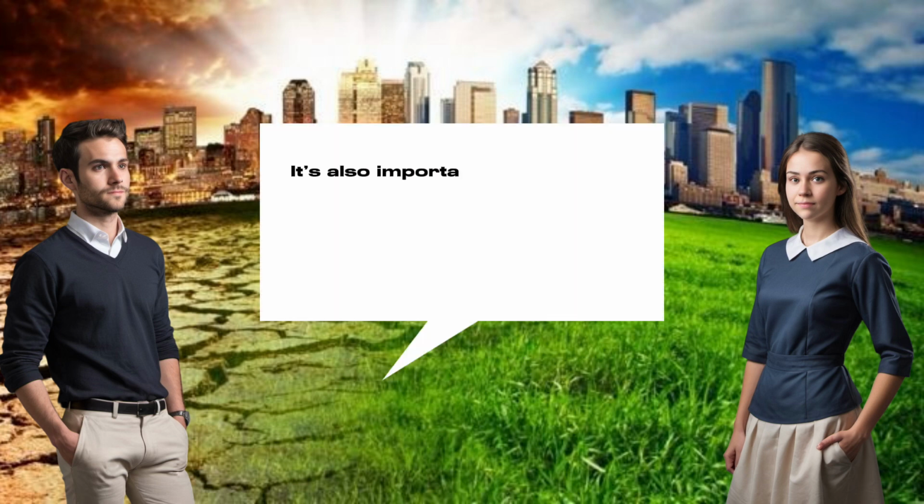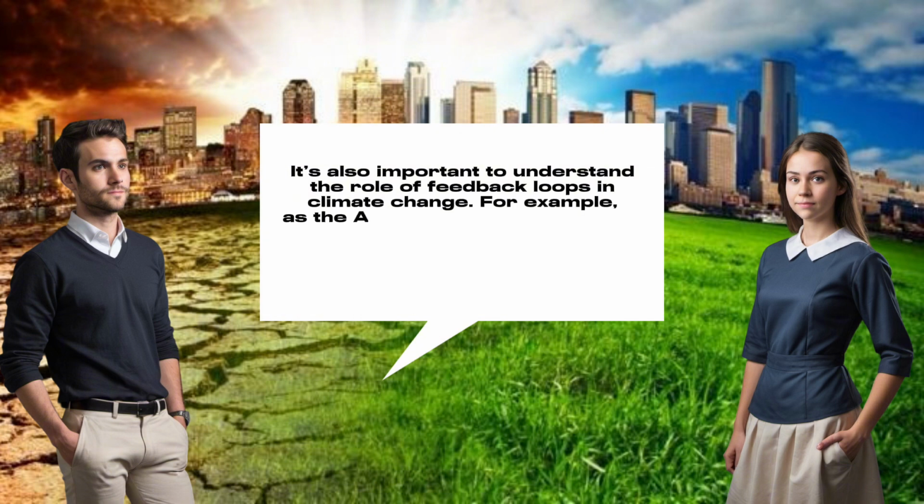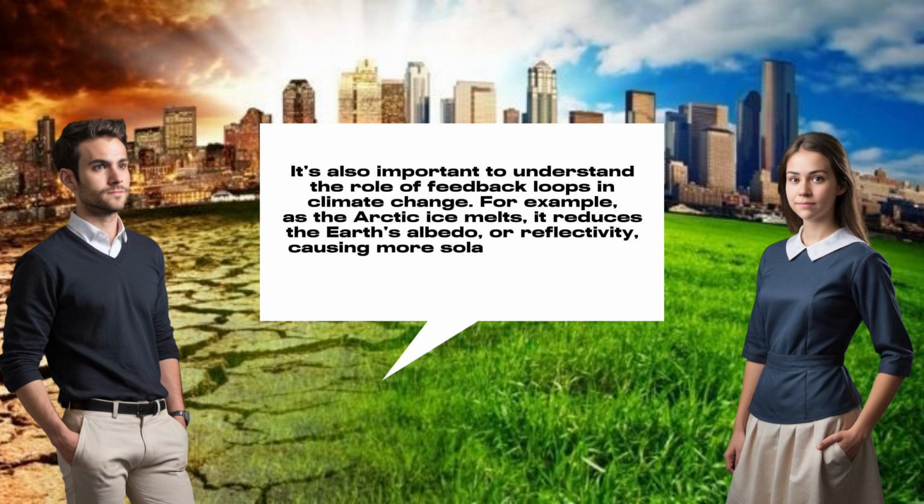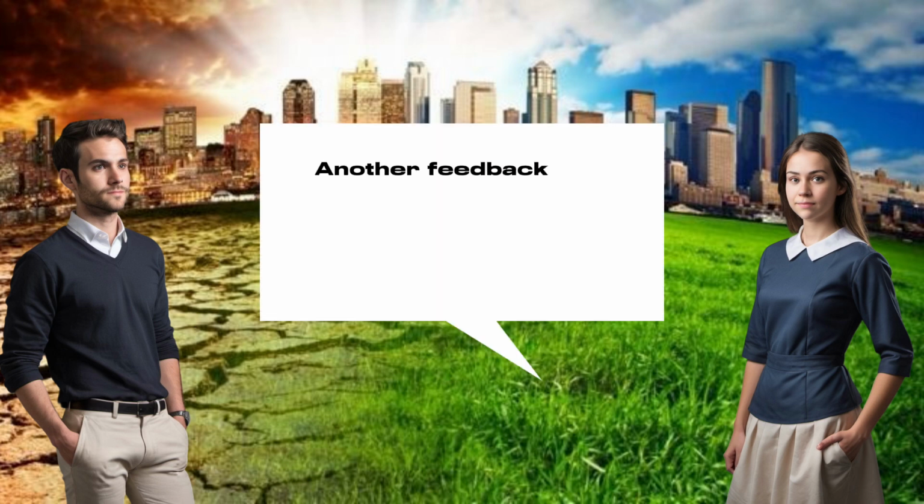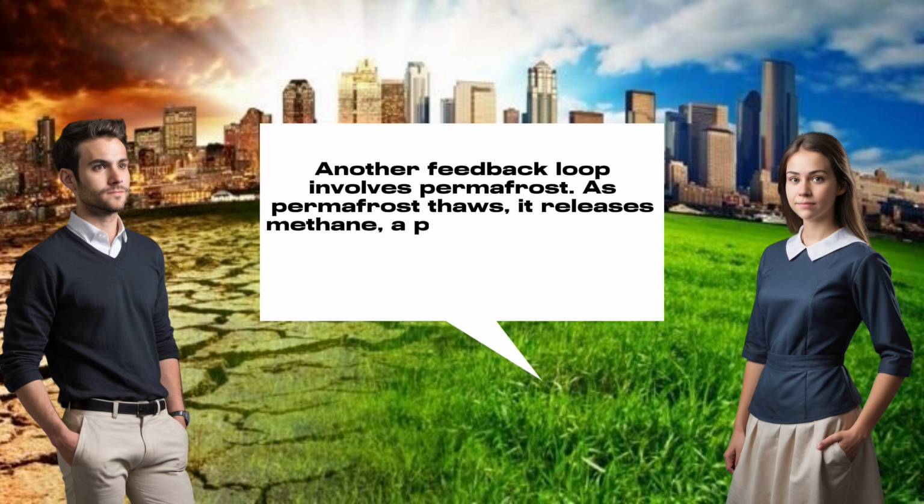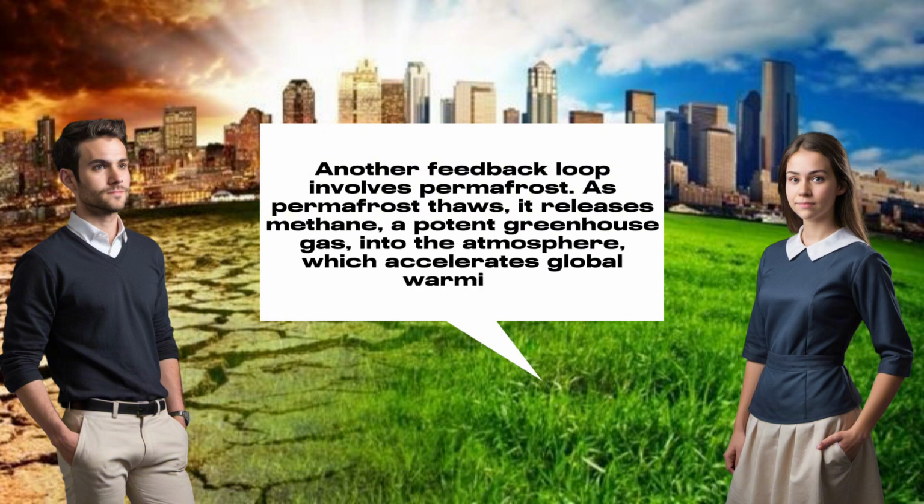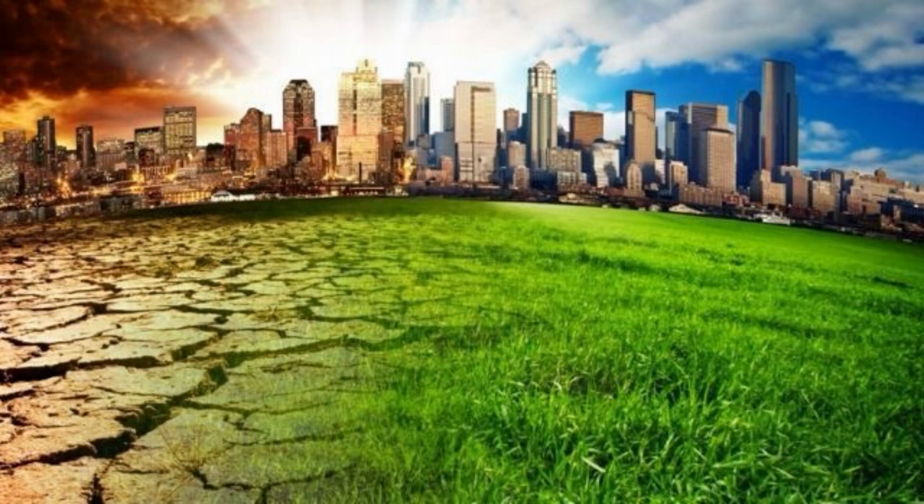It's also important to understand the role of feedback loops in climate change. For example, as the Arctic ice melts, it reduces the Earth's albedo, or reflectivity, causing more solar energy to be absorbed and further warming the planet. Another feedback loop involves permafrost. As permafrost thaws, it releases methane, a potent greenhouse gas, into the atmosphere, which accelerates global warming.